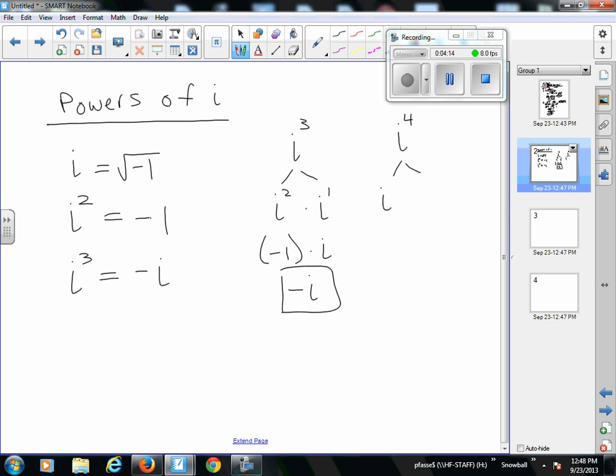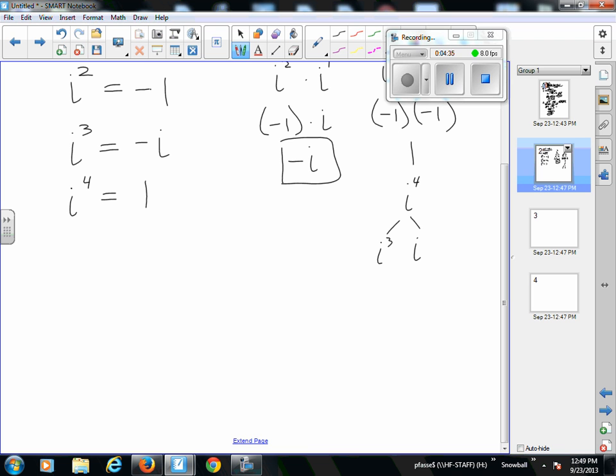One way you can break it down is i squared times i squared. I squared equals negative 1, and i squared equals negative 1. Negative 1 times negative 1 gives you positive 1, so i to the 4th equals positive 1. Note, if you did i to the 4th as i to the 3rd times i, a little more challenging, i to the 3rd equals negative i, and then you have an i there. Negative i squared is the opposite of negative 1, which equals 1 as well.